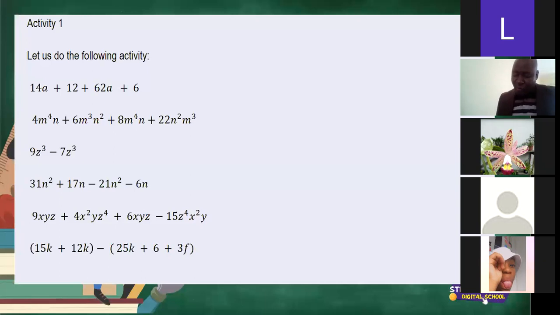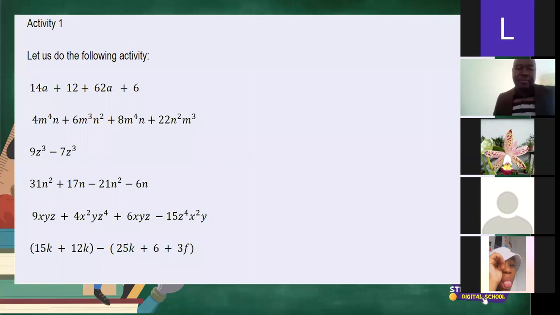So your answer will be as follows. The first category is 9 plus 6, sorry, you have 9xyz plus 6xyz, that is 15xyz, minus 11 x squared y z to the power of 4. And that is how you arrange the like terms. That is how you group them together and add or subtract.